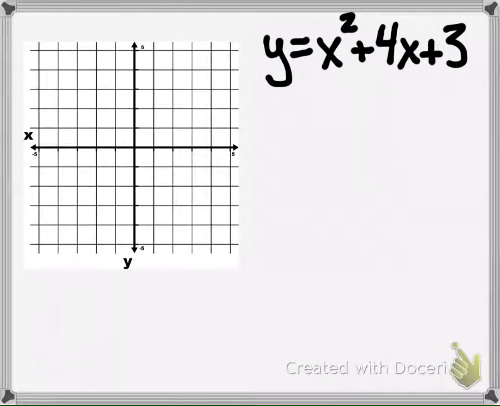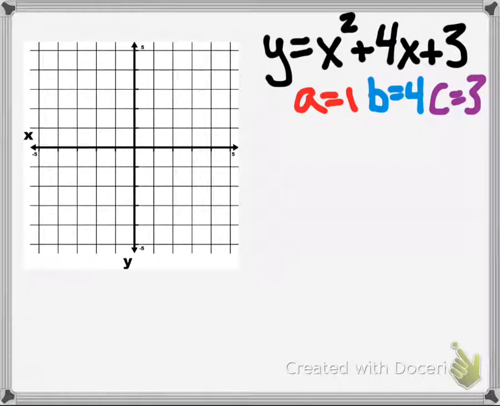Here I have y equals x squared plus 4x plus 3. Now the first thing I'm going to do is identify my a value, my b value, and my c value. Again, we get these values by looking at the term in front of my x squared for a, the term in front of my x for b, and the term without an x for c. My next step is to find my axis of symmetry.